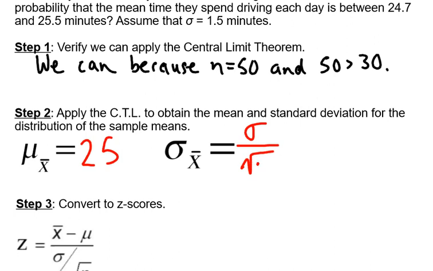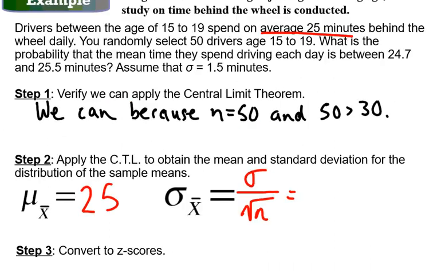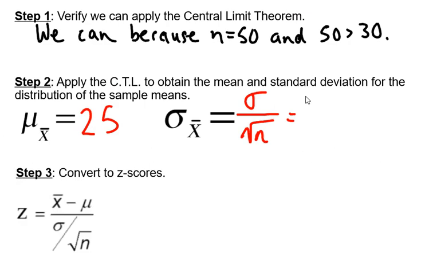The sample means will have a standard deviation of the standard deviation of the population divided by the square root of n. Standard deviation for the population is 1.5 minutes, and we drew a sample of size 50. So you're going to need to grab a calculator because the square root of 50 is not an integer value. And when you do that, you end up getting 0.212 for our standard deviation.